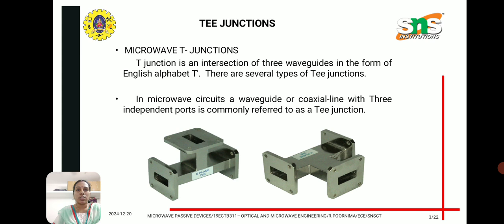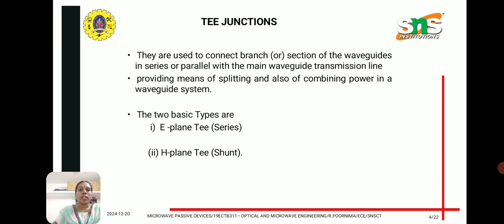So what are T-junctions? These are microwave passive devices. A T-junction is known as the intersection of three waveguides in the form of the English alphabet T. So it is in T shape. There are several types of T-junctions. In microwave circuits, a waveguide or coaxial line with three independent ports is commonly referred to as a T-junction. They are used to connect a branch of the waveguide in series or parallel with the main waveguide, splitting and also combining the power in a waveguide system.